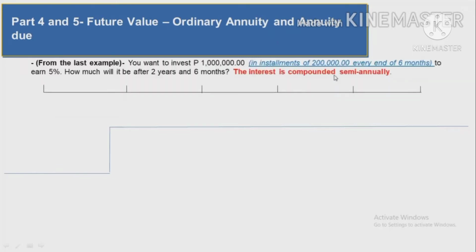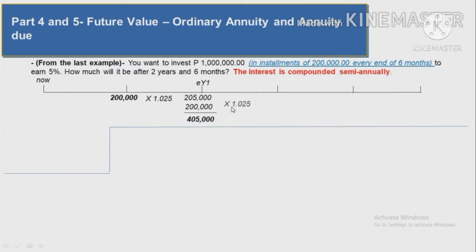So the problem is very much similar to the previous. However, instead of investing 1 million at one time, you decided to invest it on a staggered basis of 200,000 every 6 months. So what will happen? On a timeline analysis, you will start investing at the end of 6 months. So if this is now, you're not going to invest here. You're gonna invest here, the 200,000, and then the 200,000 will grow times 1.025. It will become 205,000 at the end of year 1. So after that, you're going to invest the second 200,000, and then at the end of year 1, you have 405,000.